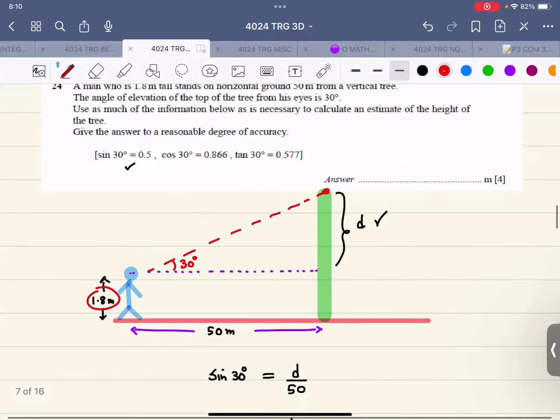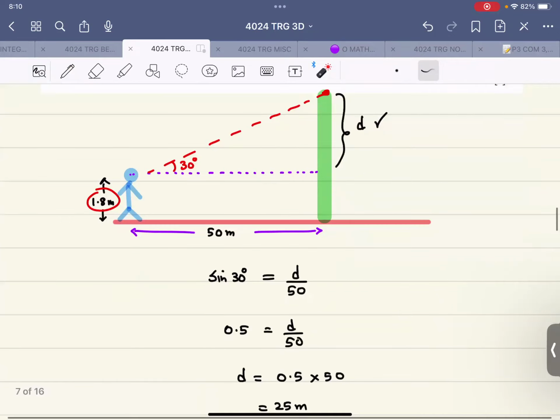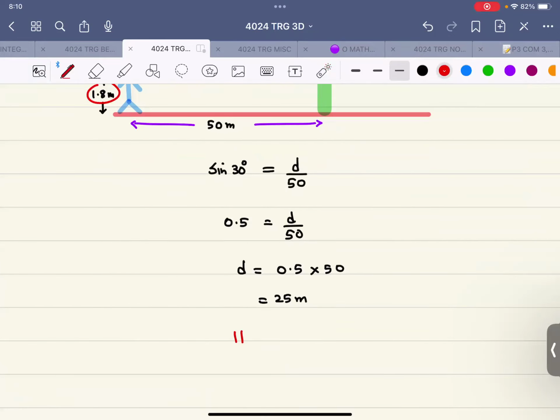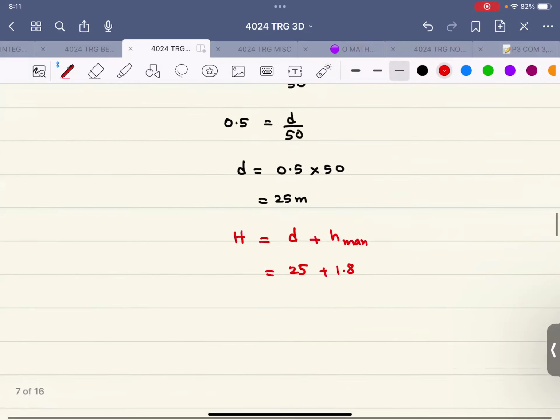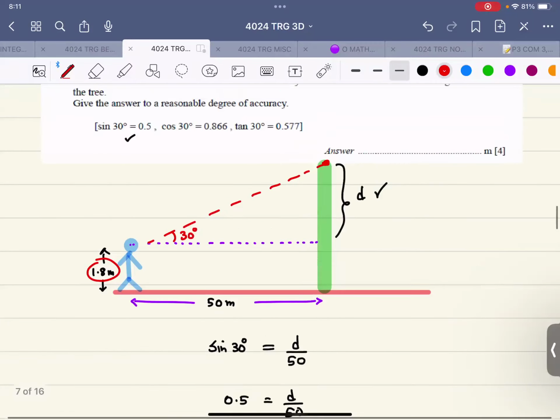It says use as much information below as is necessary. That means this is not necessary, this is not necessary, only this is necessary to calculate an estimate of the height of the tree. Give the answer to a reasonable degree of accuracy. So therefore, we will say that the height of the tree is this distance plus the height of the man. So this distance is 25, the height of the man is 1.8. We will give the answer correct to 1 decimal place because that is all that's available for us. So that is the height of the tree. I hope this simple question is understood by you all.